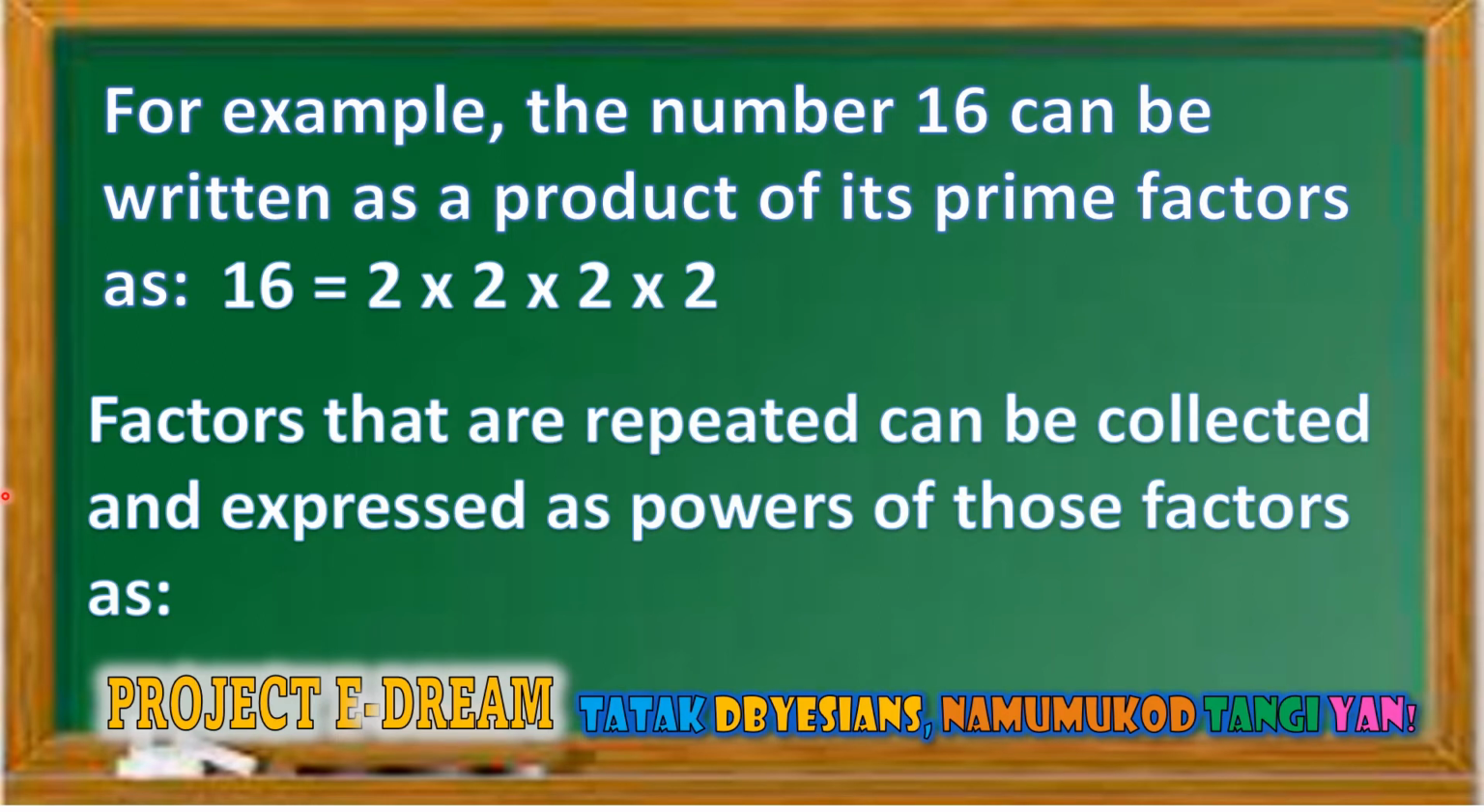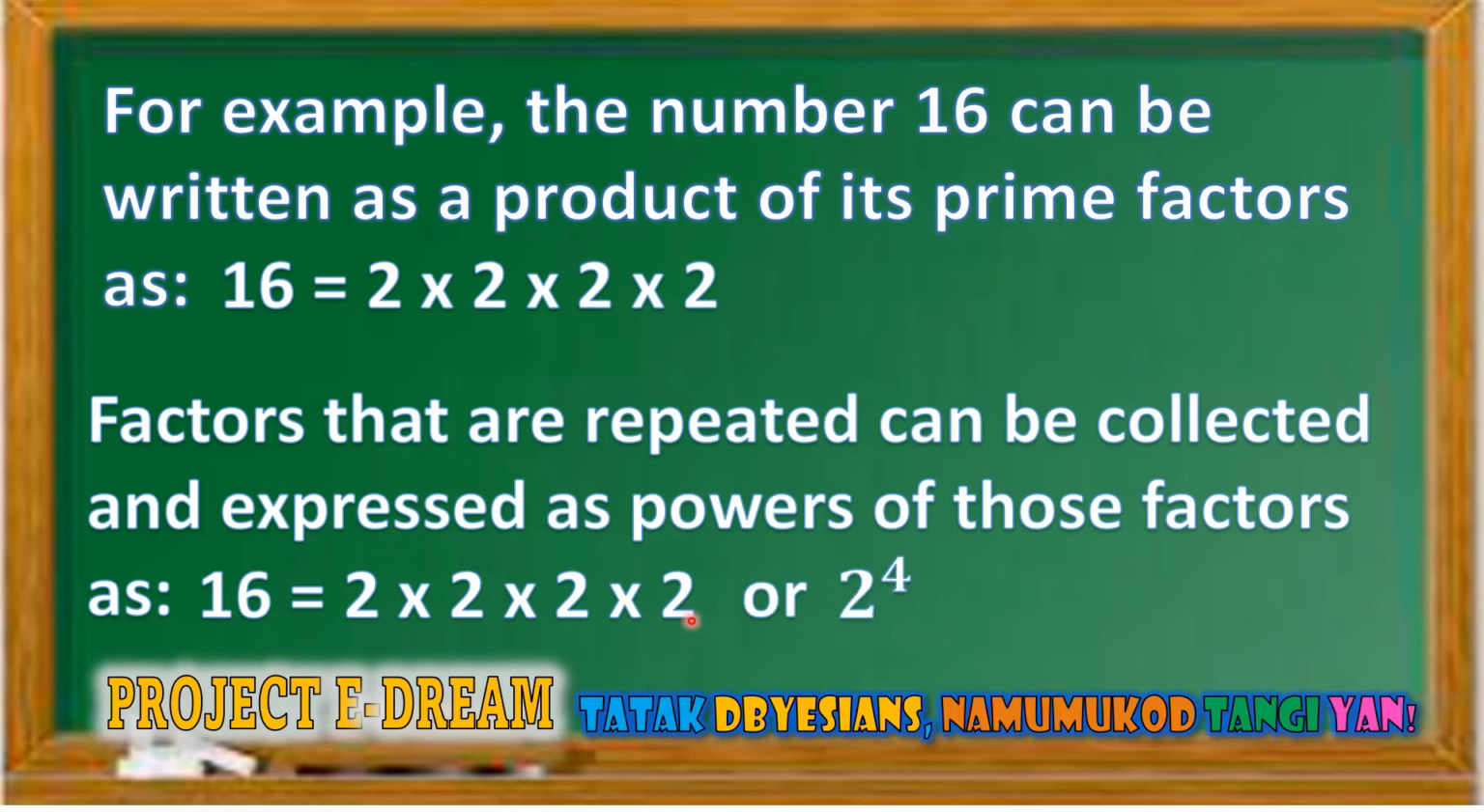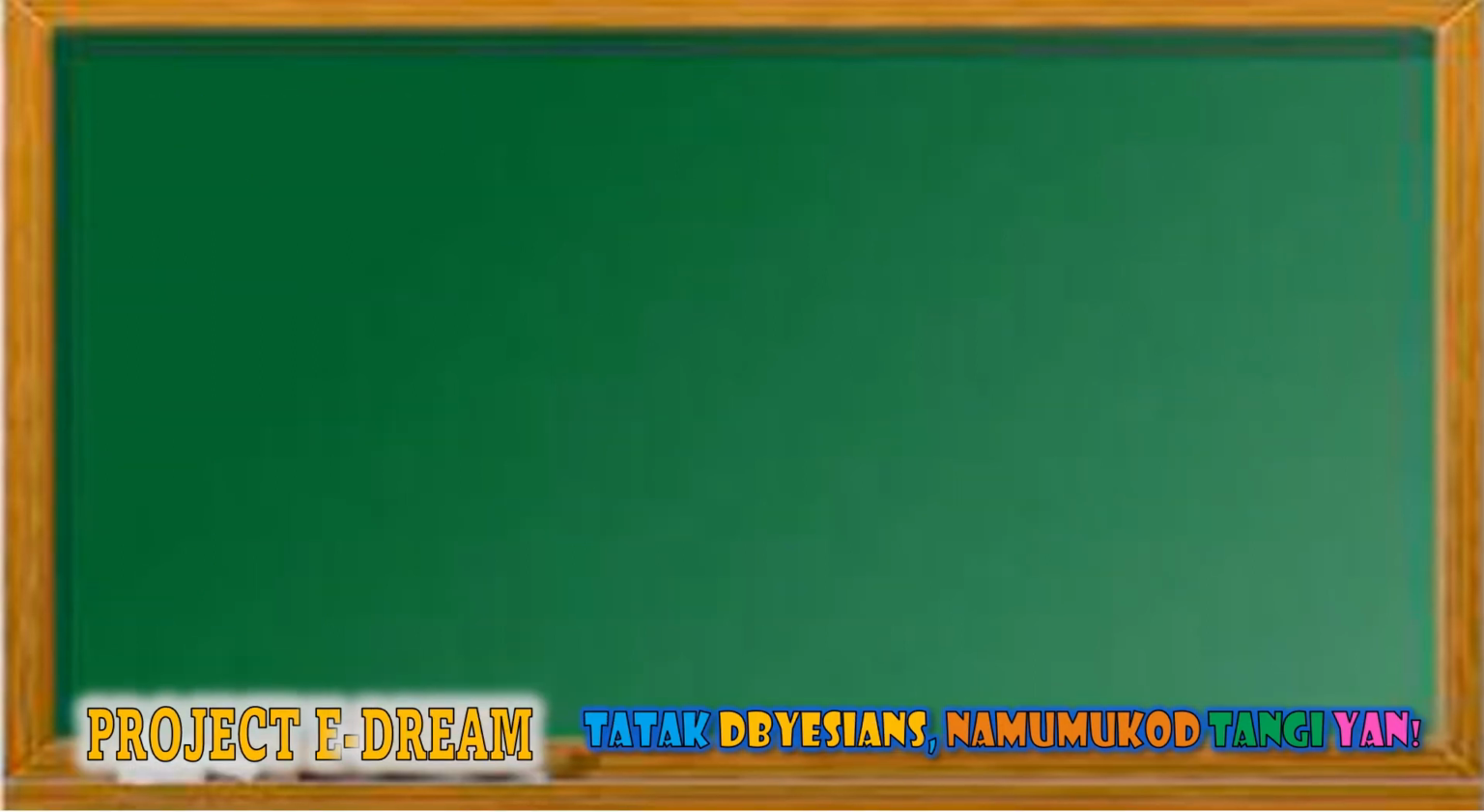Factors that are repeated can be collected and expressed as powers of those factors. We can use the example 16 as equal to 2 times 2 times 2 times 2, or we can express it as 2 to the 4th power. Let us study this. Let's find out the prime factors of 16 using factor tree and the continuous division.